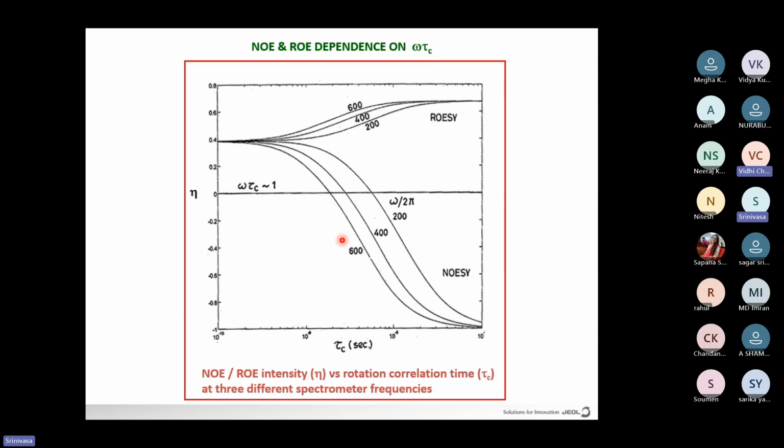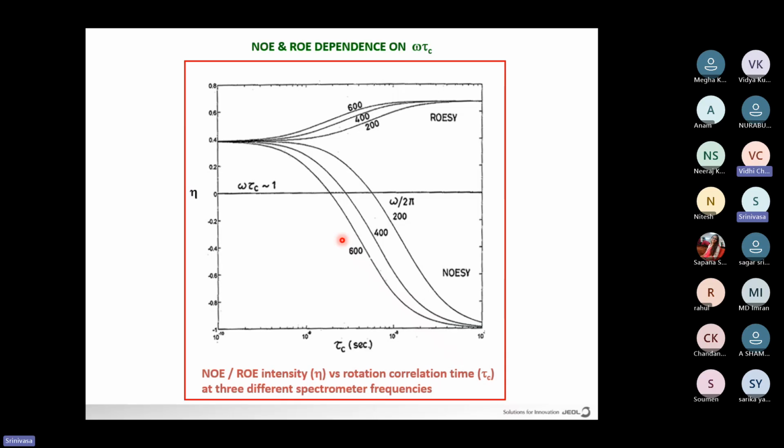NOESY is a very sensitive experiment. It depends on the dissolved oxygen also. If you have a lot of dissolved oxygen, if you have not purged properly, the relaxation goes very fast, so you will lose the NOE. So if we are doing a NOESY experiment, we should purge nitrogen in the sample. Yes, you have to purge the nitrogen. It's mandatory. You should purge very properly, then you should bring the sample.